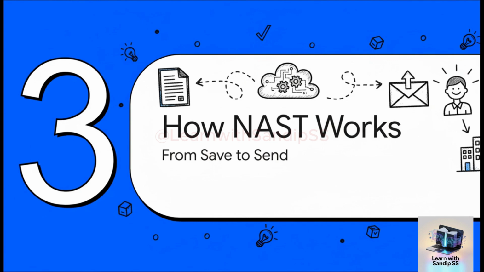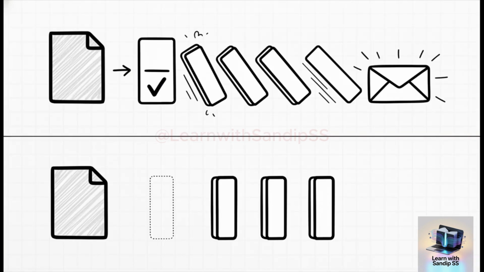Okay, so we know the components. Now for section 3, how does it all fit together and actually work? Let's follow a single purchase order on its journey from the second you click save all the way to the message being sent out the door. But before we dive into the steps, this is the golden rule. You have to burn this into your brain. If the system can't find a specific, valid rule, what we call a condition record, that matches the document you've just saved, then nothing happens. At least not automatically.